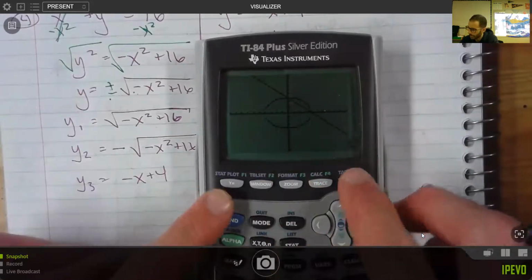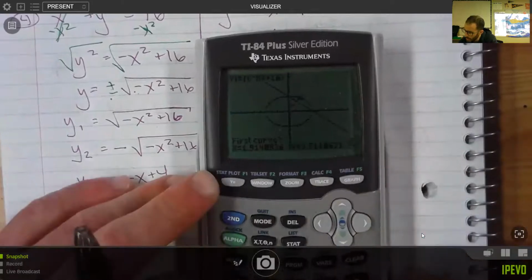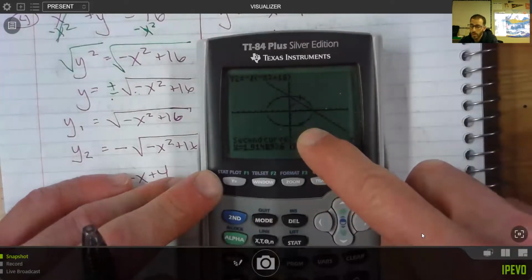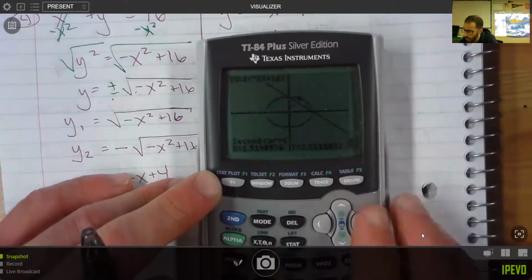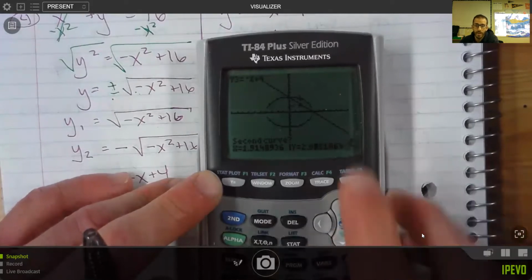Oops, I just undid it. Let's do it again. I pressed the button by accident. Second trace. Here's my first curve. The question is, is this my second curve? No. This is my second curve. Press the up button. Oh, sorry. Press the down button to go to y3, your line. Now my cursor is on the line.